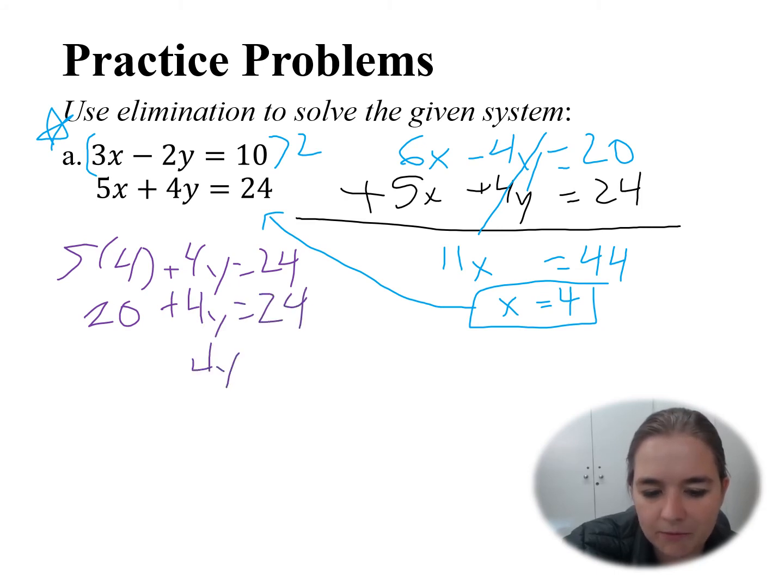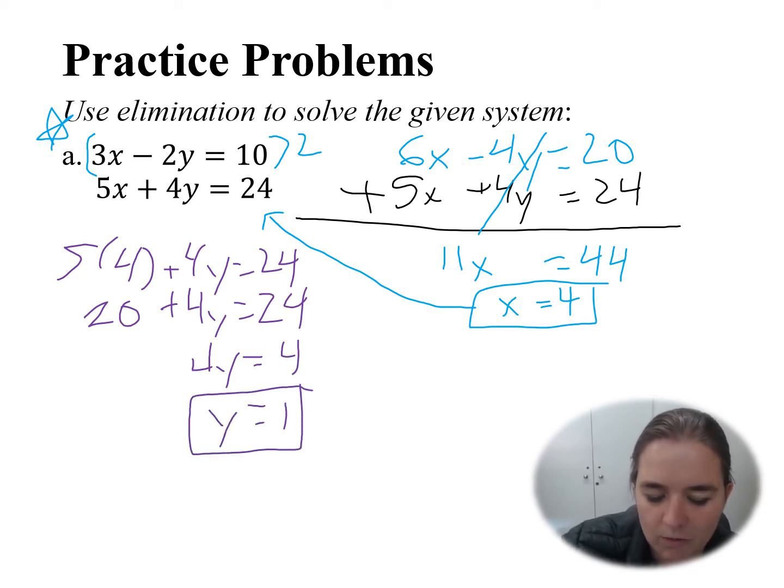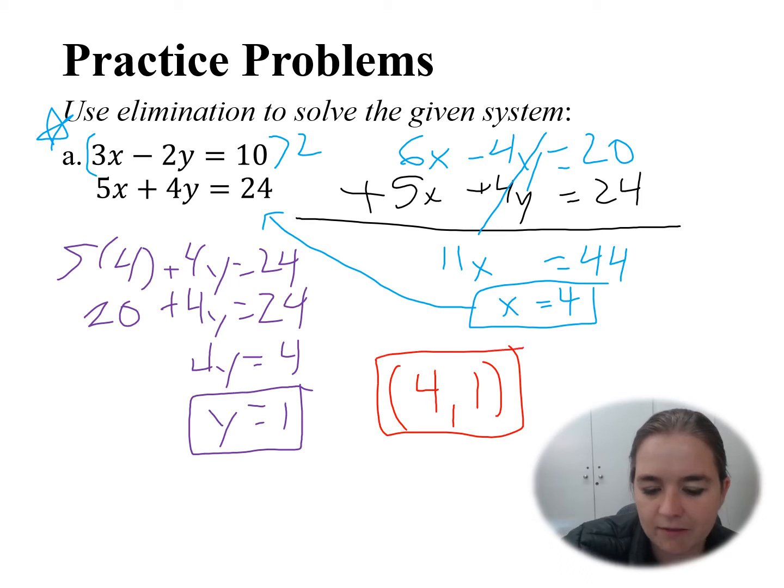Take away 20 from both sides, and I get 4y equals 4. When I divide by 4, I find out that y equals 1. So my final answer for this system is going to be (4, 1). Always have my x value first and y value second. Let's try one more practice problem.